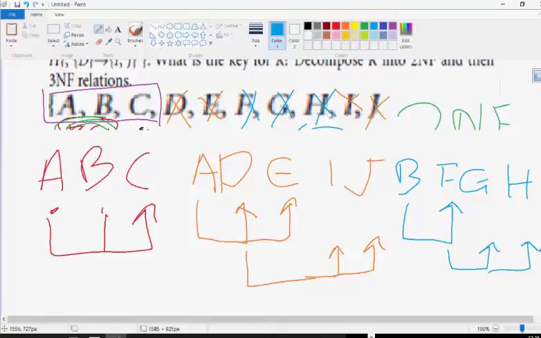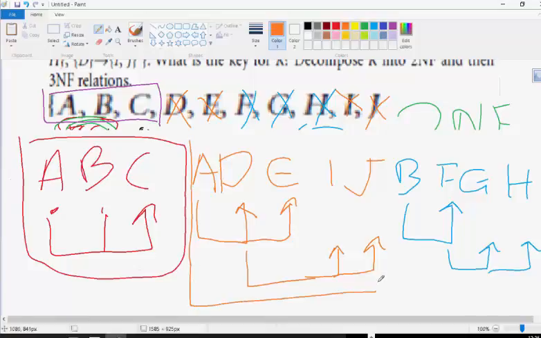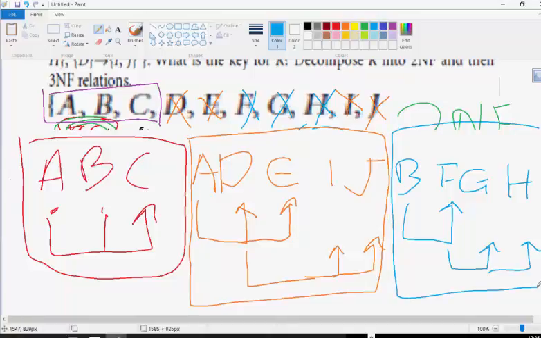I see that it's all in one group. Sorry, this is one table. This is another, and the last is, so not one table anymore, so three different tables. I was trying to use different colors. There are three different tables. So now I have to ask myself, in third normal form, what do I have to do?